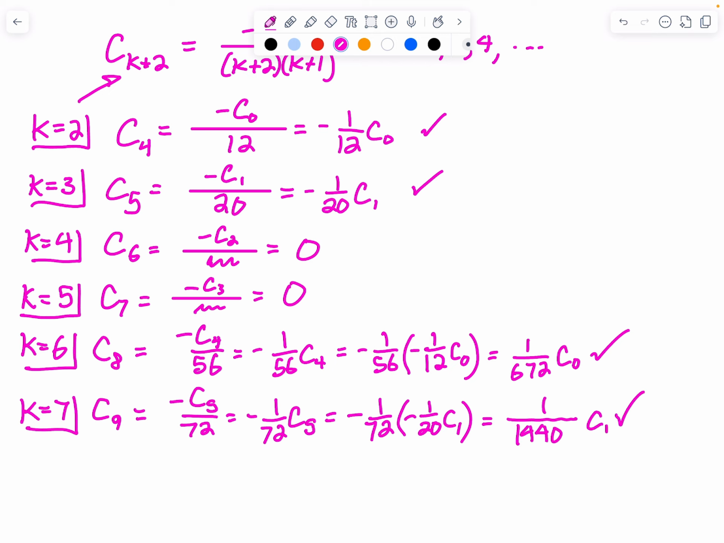Now, notice I got 4 check marks, and then there's going to be 2 more, C0s and C1s, and that'll be good enough for us. We could go up. I think in my notes, I went up to C11. We don't have to, though.